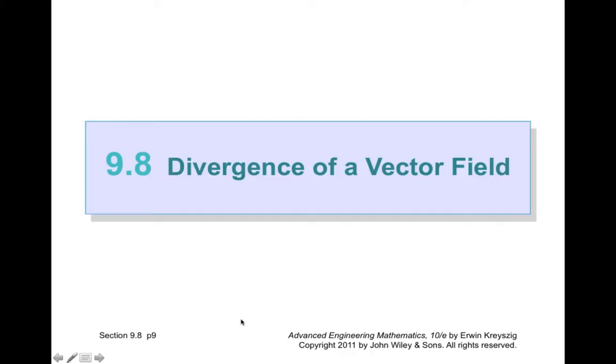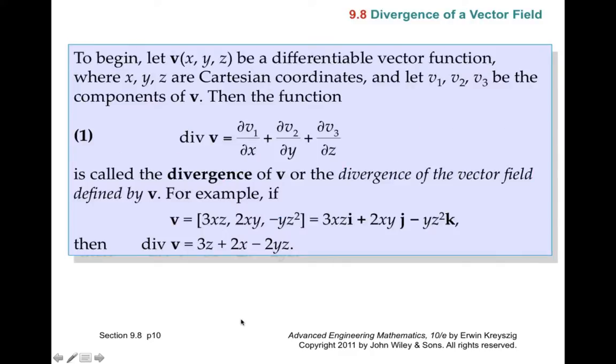The divergence of a vector field. Divergence is basically a derivative taken on a vector. So if I have some vector function v and I take its divergence, I'm taking the partial of v with respect to x plus the partial of v with respect to y plus the partial of v with respect to z.